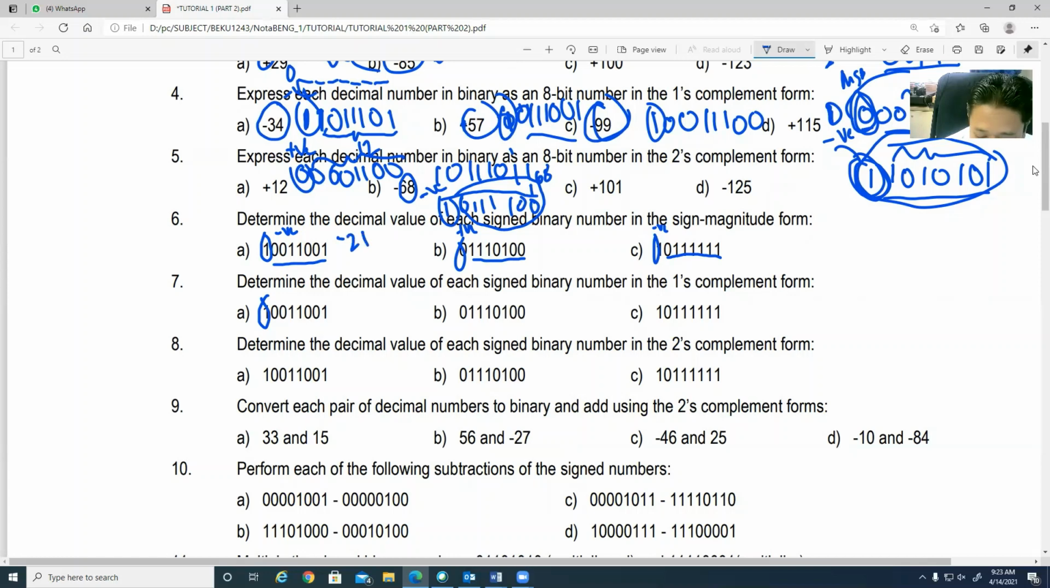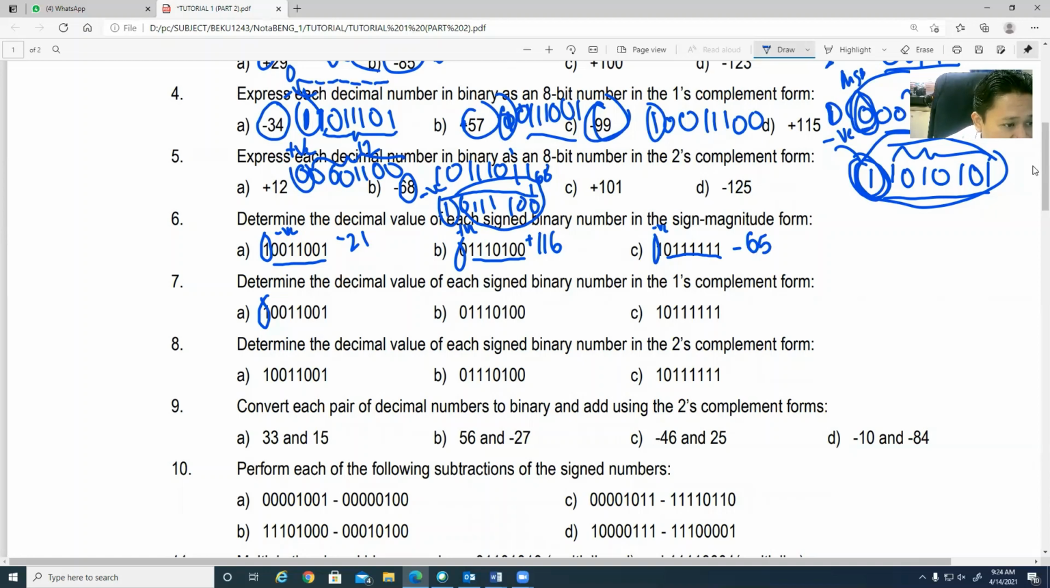And then for example here, B is the positive value. We just add this one with 160, plus this one negative, so the answer will be negative 65.